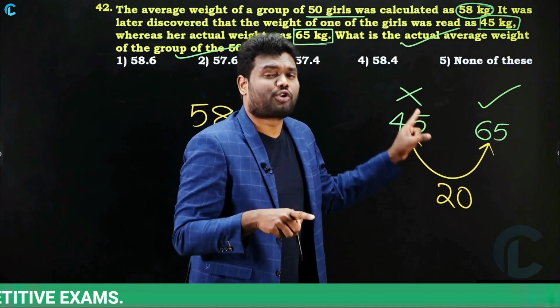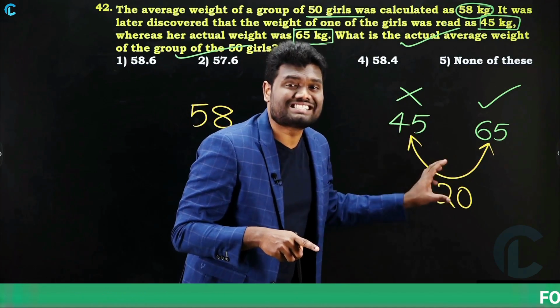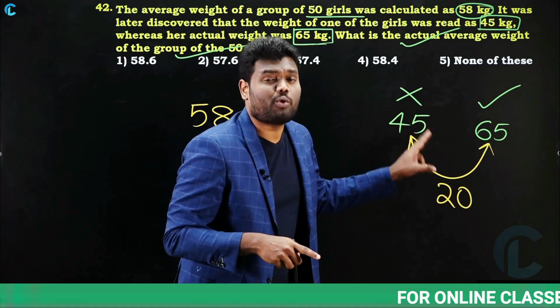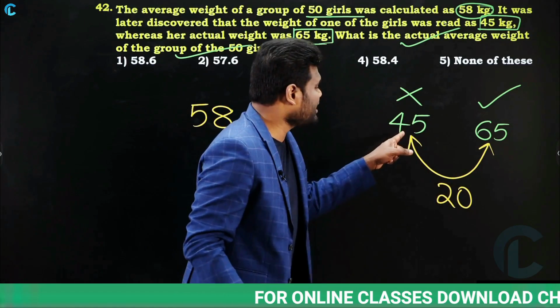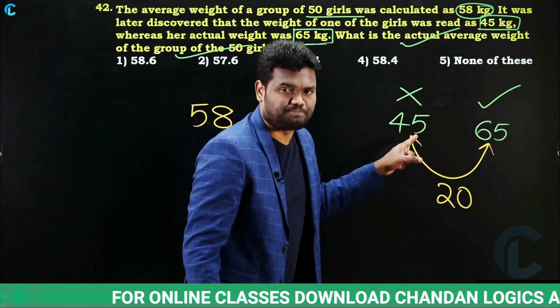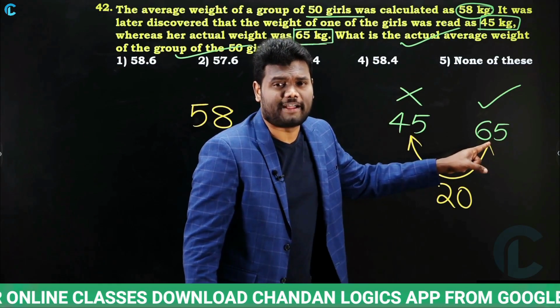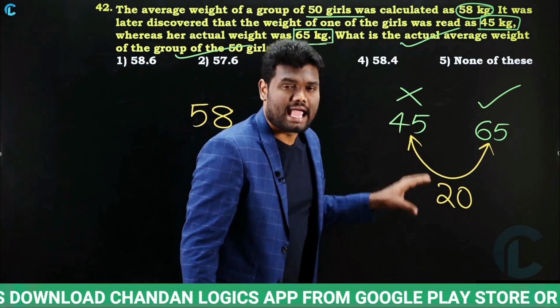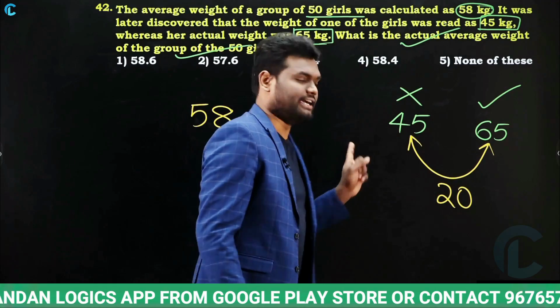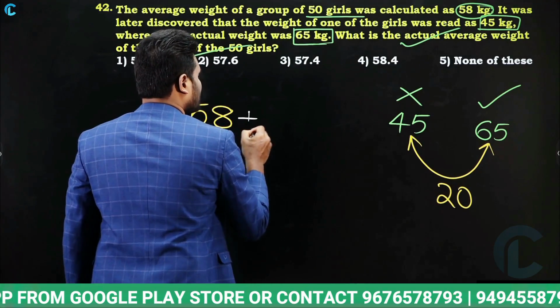What I told is, if the wrong value is more, you need to subtract. If the wrong value is less, you need to add. Now look here, the wrong value is 45 and the correct value is 65, which means the wrong value is less. As the wrong value is less, I need to add it. So plus 20.